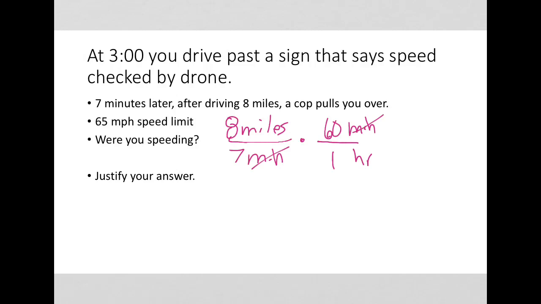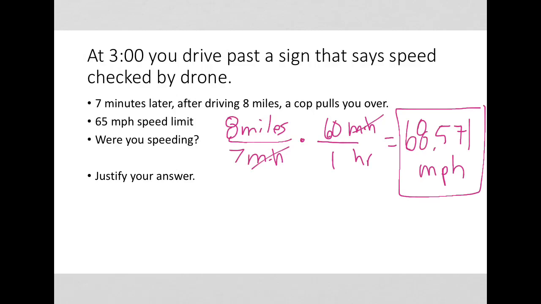And then we can see our units cross off. So we need 8 times 60 divided by 7, which is 68.571, and those units are now miles per hour. So that represents the average speed. So yes, you were speeding. If your average speed is 68.571, you had to have been going at least 68.571 at some point in time. So yeah, you sped and you can get a ticket.